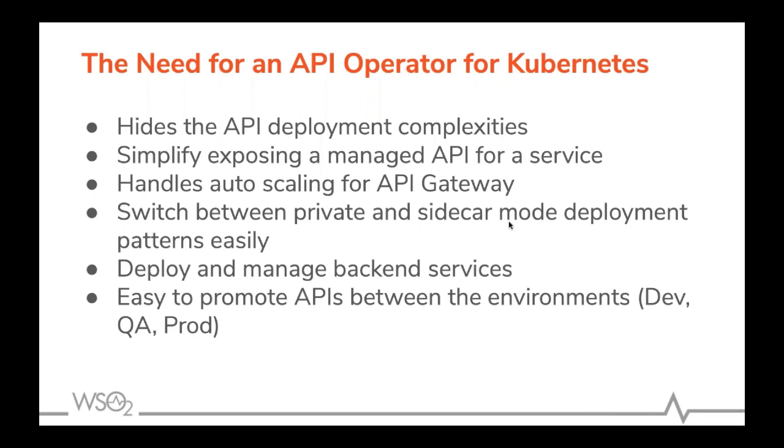This is one key advantage. And you can switch between private and sidecar mode deployment patterns easily. Also, you can deploy and manage your backend services very easily with the API operator. This also helps you easily promote APIs between environments. If you want to promote your API from dev to QA, within a few clicks you can do it. So this makes the developer experience more useful, and it will enhance the way you used to do things now.